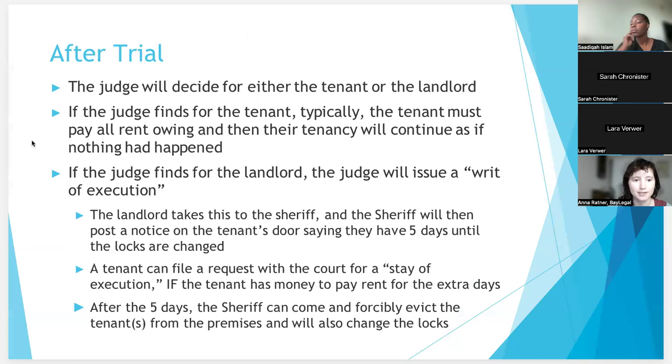After trial, someone wins and someone loses. If the tenant wins, then the tenant has to pay all of the rent owing in about 5 days. And then their tenancy continues as if nothing happened.